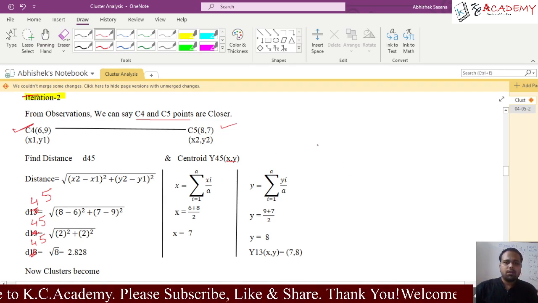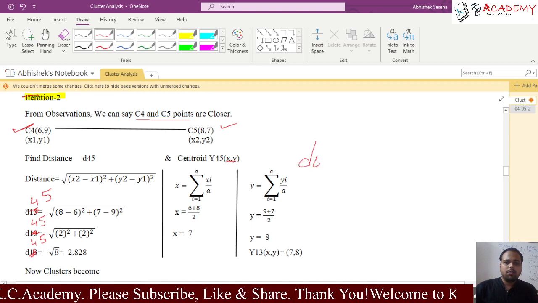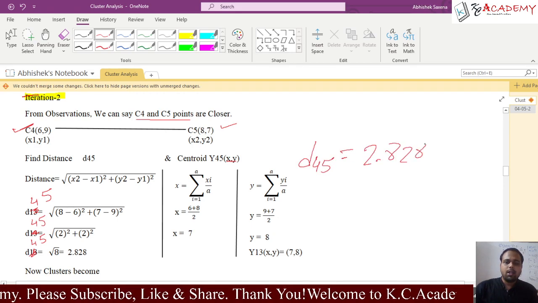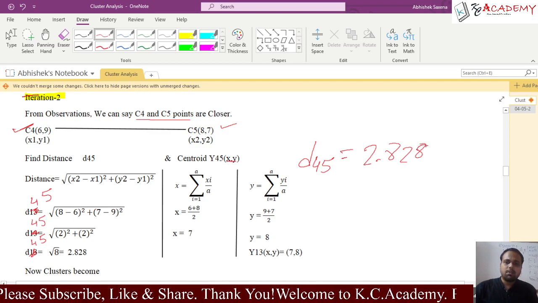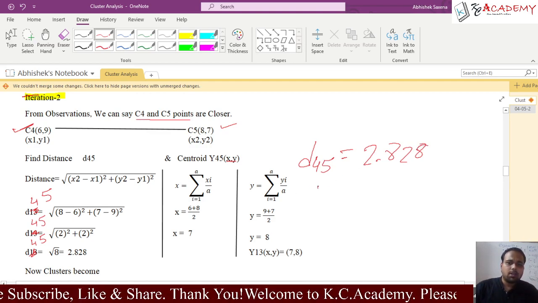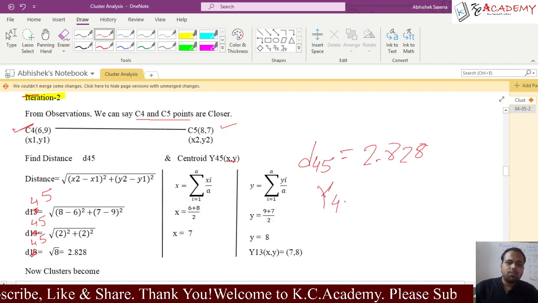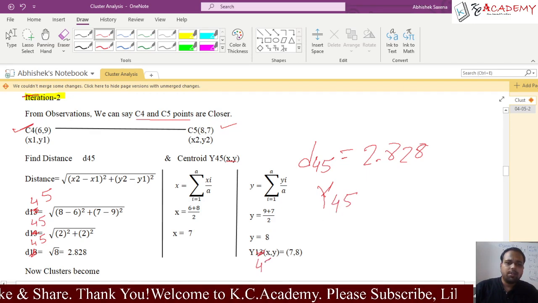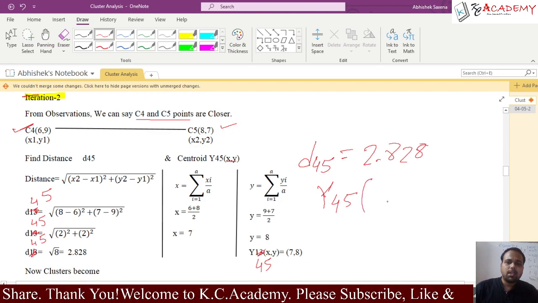Or d45 will get data of 2.828. I hope you understood how this value is coming by using the distance formula. And similarly y, that is y45, not y13, it is y45. How is y45 coming as 7, 8?